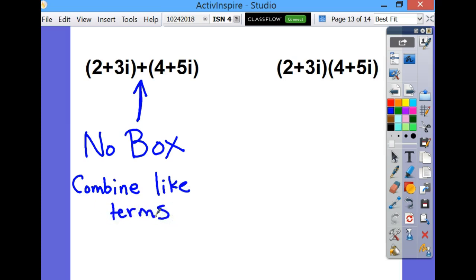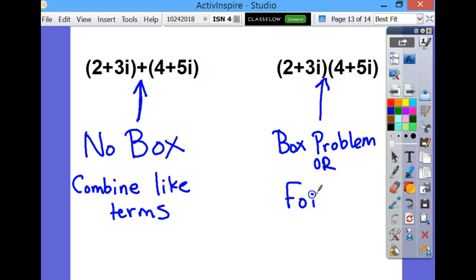The parentheses are just to group the two complex numbers. In between those two parentheses, is there an adding sign? Do I use a box problem on the second one? Or, what's the other way to do it? Does it matter whether you use a box problem or FOIL? No, you get the same answer.